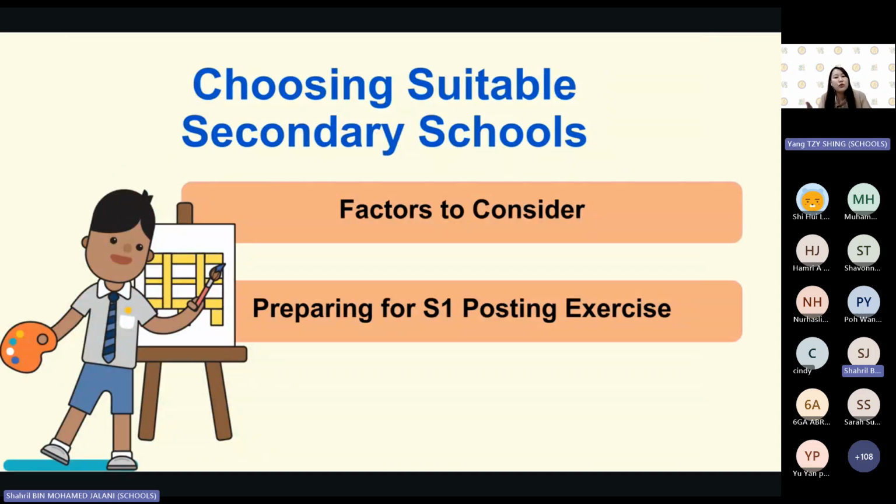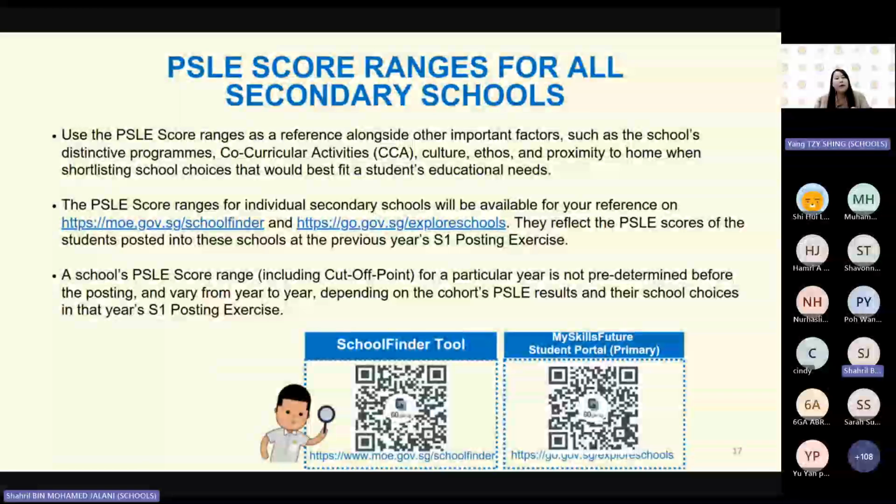Next, I'll walk you through choosing suitable secondary schools. Students and parents can use the PSLE score range as a starting point to guide them to explore school choices. The PSLE score range may vary from year to year depending on the cohort's PSLE results and their school choices in the previous year's S1 posting exercise. The PSLE score ranges for individual secondary schools are available on the MOE School Finder and MySkillsFuture Student Portal. Now, how do we interpret the PSLE score range?